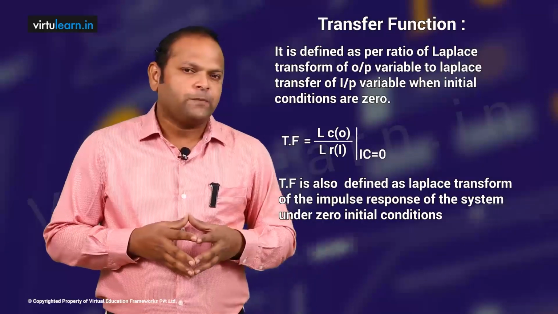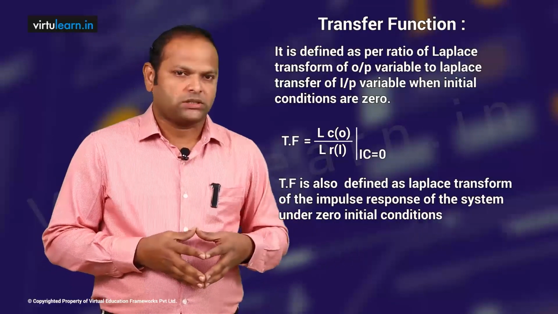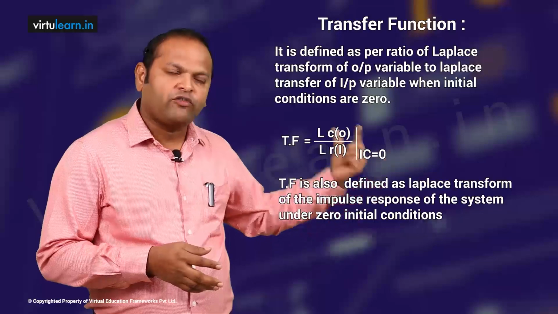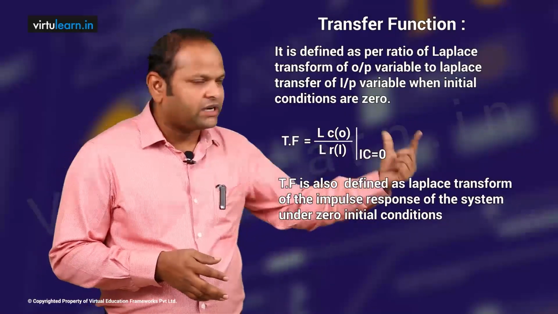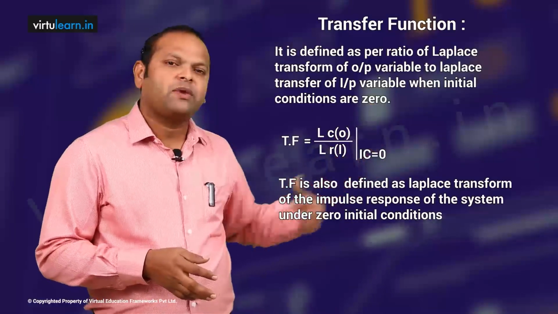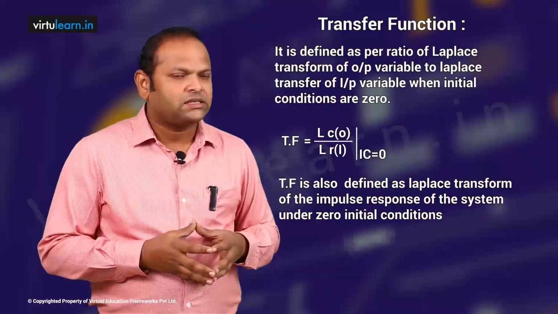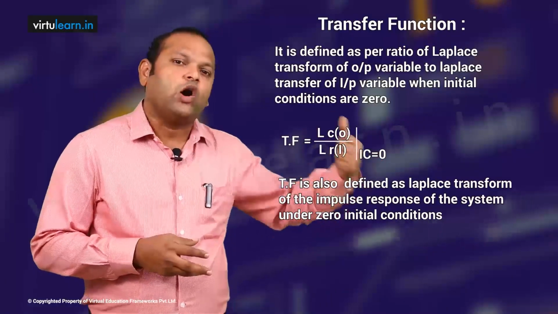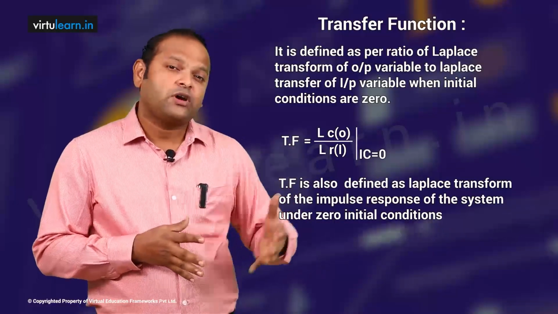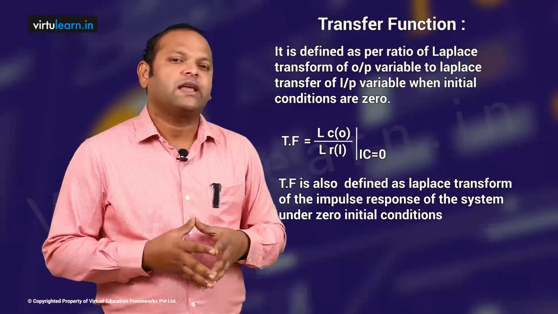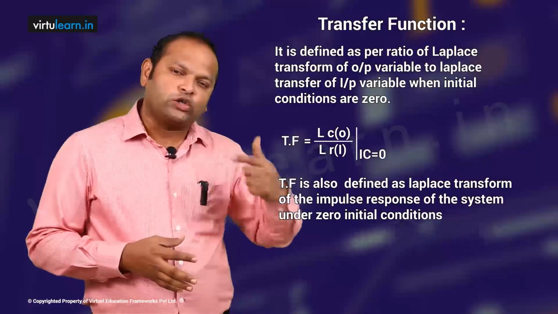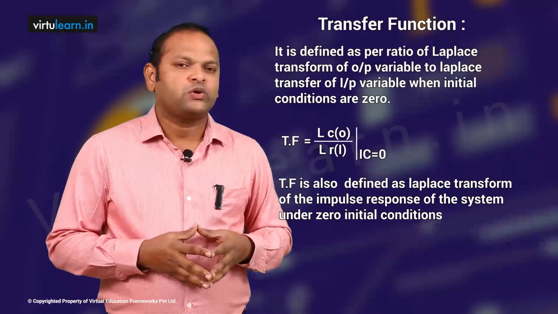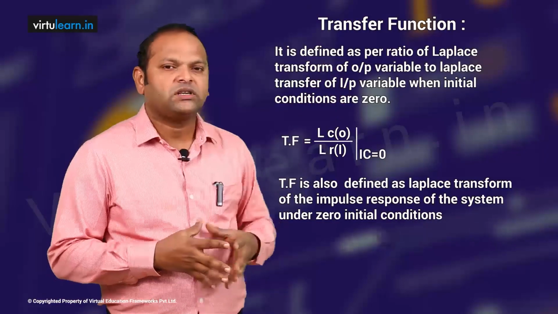There is a special case where the input is an impulse. What is the Laplace equivalent of an impulse? It is 1, so R of s is equal to 1. When R of s is 1, what will be the C of s? C of s by R of s is the transfer function, so your transfer function is nothing but my C of s only. But what is the C of s? It is the Laplace of C of t. C of t is the output of the system, which is the response of the system, a response for impulse input. So my definition goes like this: the transfer function is also defined as the Laplace transform of the impulse response of the system under zero initial conditions. So we can define the transfer function in these two ways.